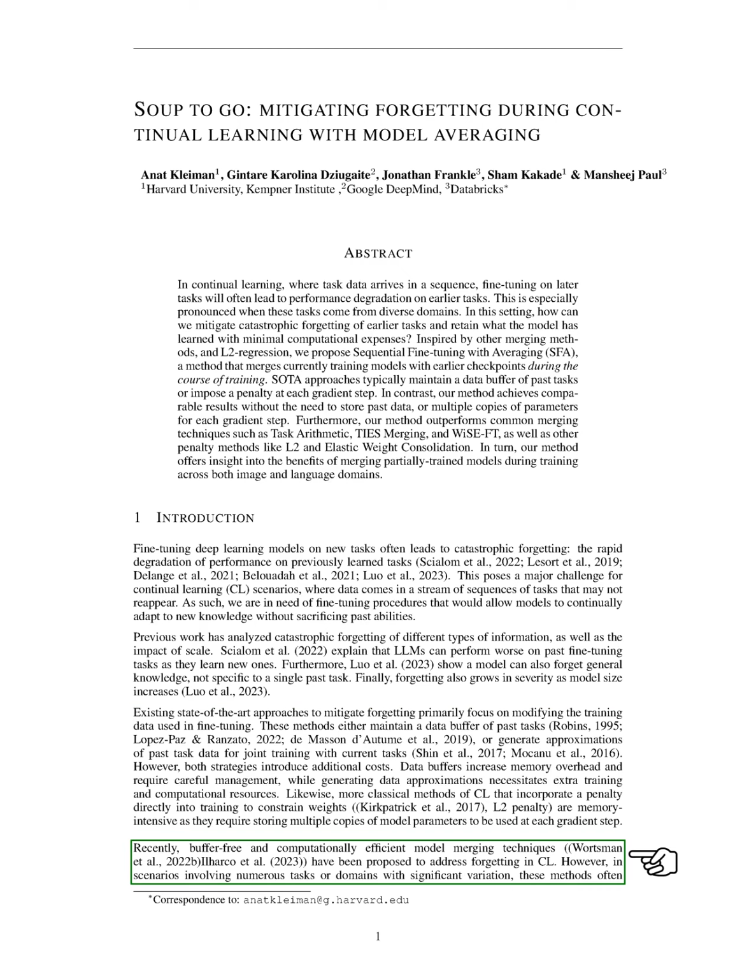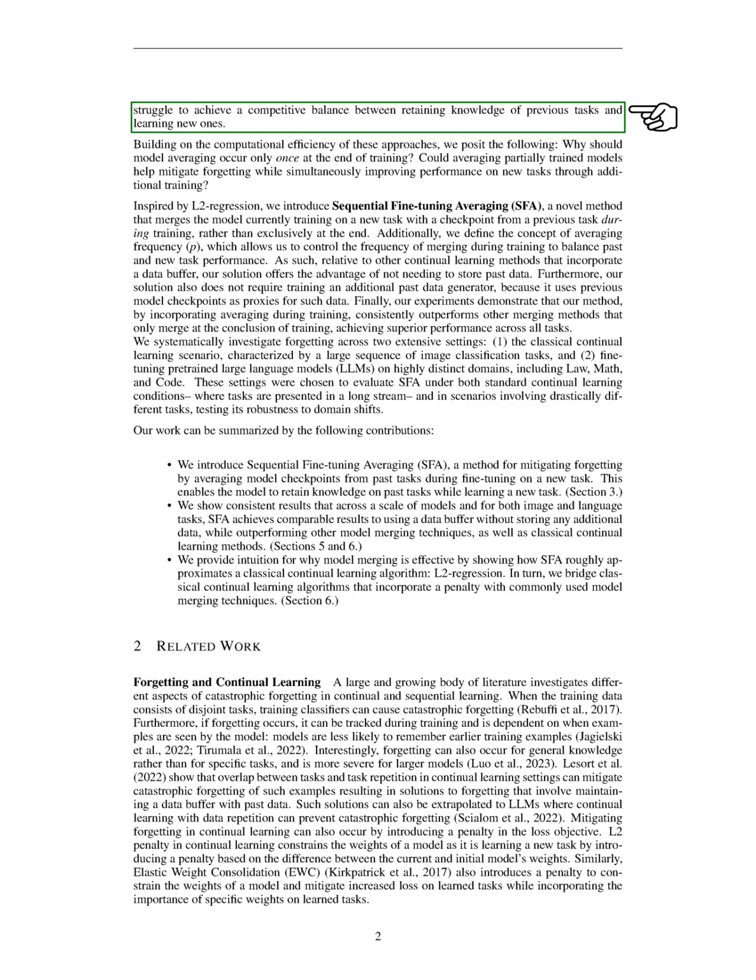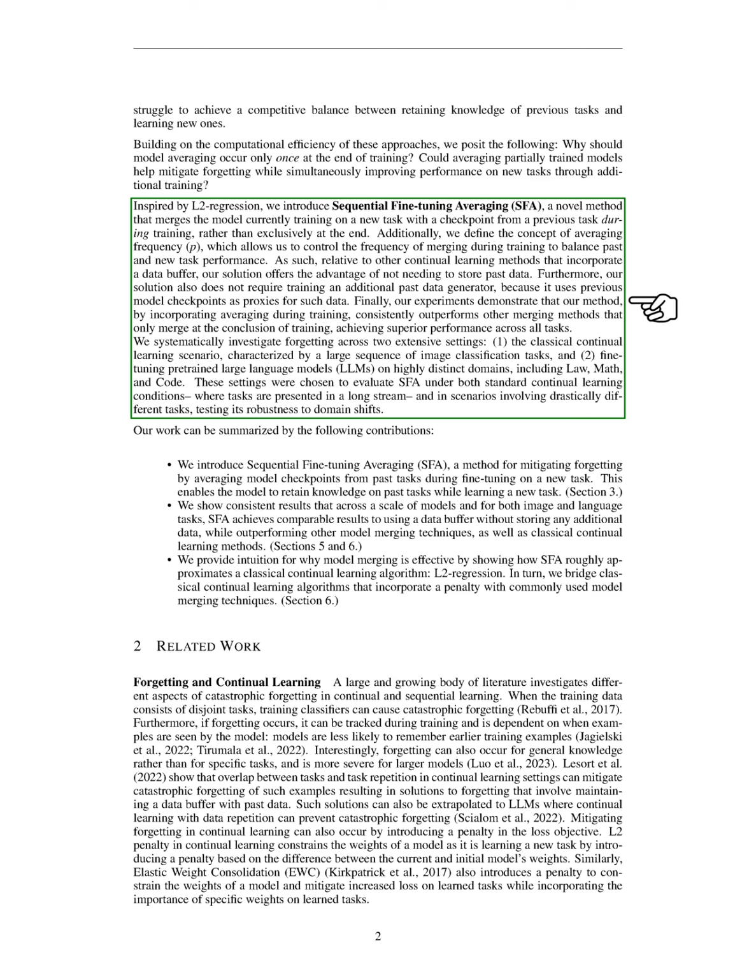Recently, new techniques have emerged that aim to address forgetting without using buffers or excessive computation. Yet, in situations with many tasks or significant variations, these methods often struggle to effectively balance retaining knowledge from previous tasks while learning new ones. Building on the efficiency of these approaches, we propose that model averaging should not be limited to just the end of training. Instead, we explore whether averaging partially trained models can help reduce forgetting and enhance performance on new tasks.